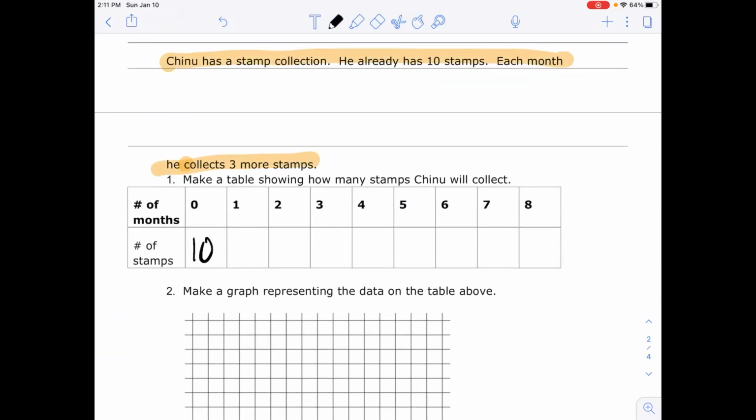So now we need to continue with where he's going next. Each month he collects 3 more. So at 1 month, he's got 13 stamps. At 2 months, he's got 16 stamps. And we can go along, adding 3 each time.